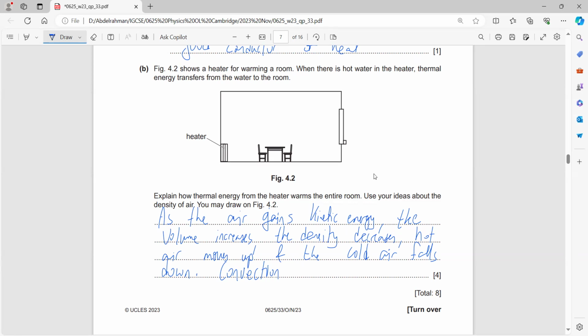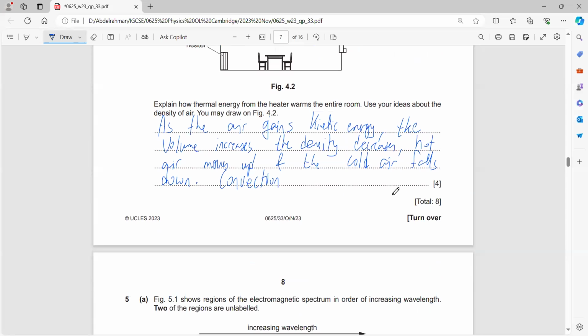Yes, density decreases. You all texted correctly. Gas gains kinetic energy. Correct, you are all correct. Bravo. We secured 4 very easy marks. These are really 4 extremely easy marks. Okay, moving on to the next question.